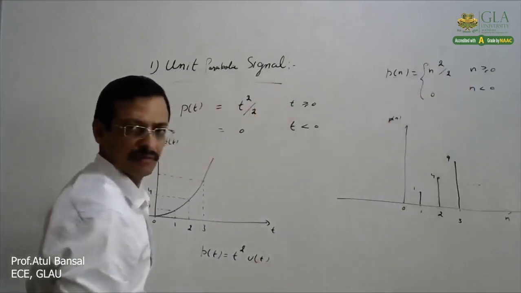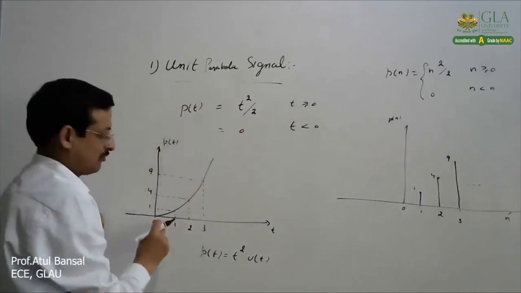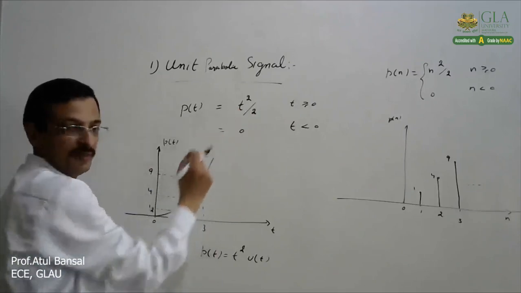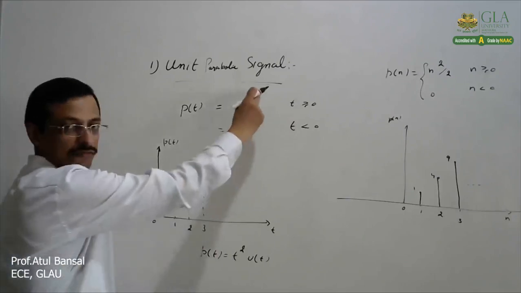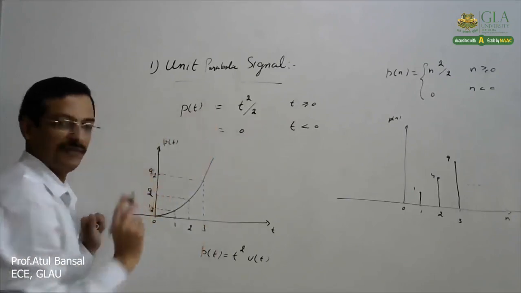Both are parabolic. The only difference is what will happen? With t square by 2, at 1 this will be 1 by 2. At 2 this will be 2, since 2 square is 4, 4 by 2 is 2. At 3 it will be 9 by 2. That will be the difference.